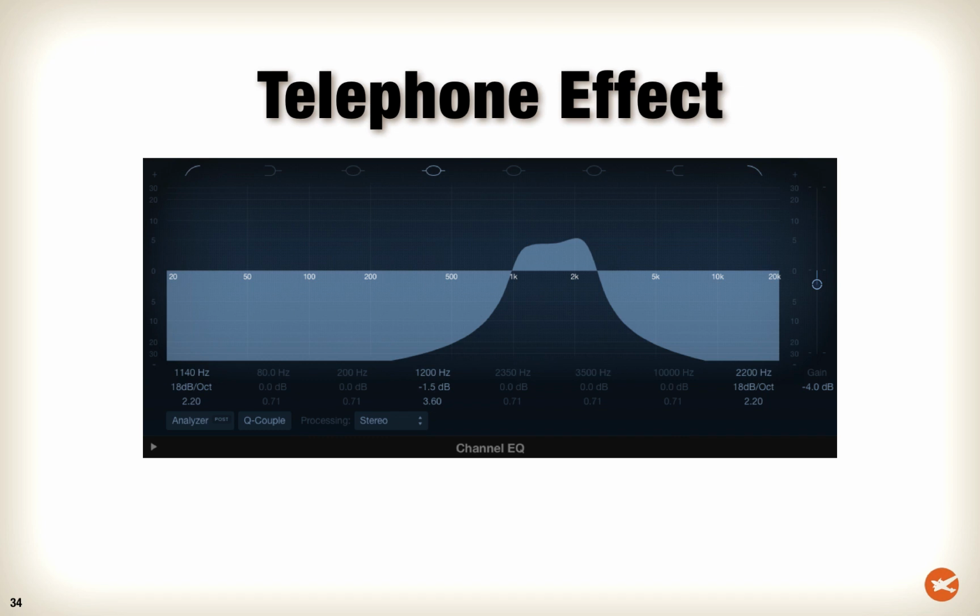So the last thing I want to show you is using an EQ as a telephone effect. So let's take a look at an EQ for the telephone effect for a female voice, and you'll notice that everything below 1K is cut and everything above 2K is cut. So this will be a female voice first.